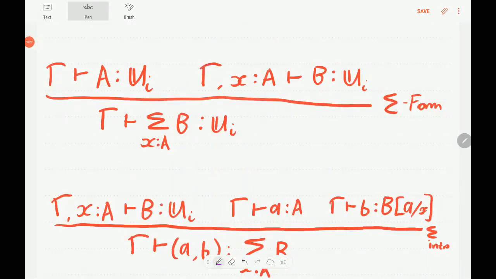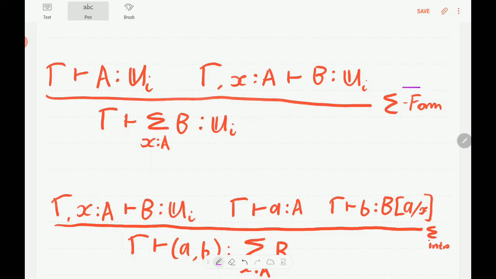Okay, so the next big idea then is sigma types, also known as dependent pair types. Essentially, when we write this notation, sigma x in A of B, this is really denoting the type of pairs of a value V of A together with a value of capital B of V. But of course we're being more formal about things now.